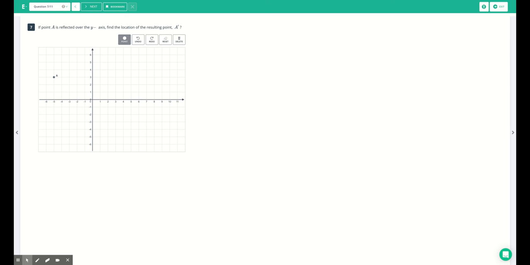Number 7. Point A is reflected over the y-axis. Find the resulting point. Right now it's negative 5, 3. It will be at positive 5, positive 3. It's labeled B, so we're not quite sure why we're doing that, but I would know which point you're talking about. It should be A prime.